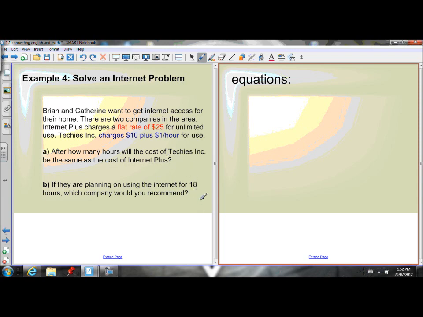So look at that question. After how many hours? First figure out what the question is asking you to find. Okay, so after how many hours will the cost of Techies Inc. be the same as the cost of Internet Plus? That's asking.